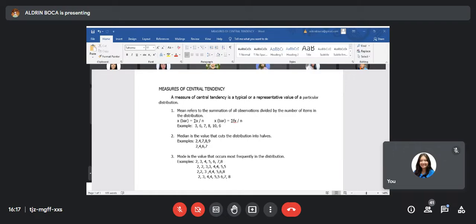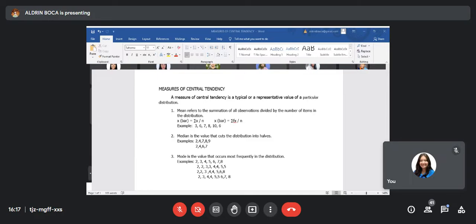Okay. So it's easy to determine the median if the number of scores in the distribution is an odd number. Say you have 5 scores: 5, 7, 9, 11. So it's easy for you to point out the middlemost value.